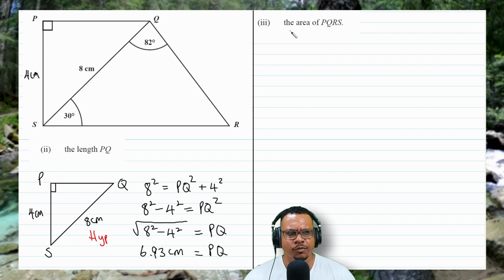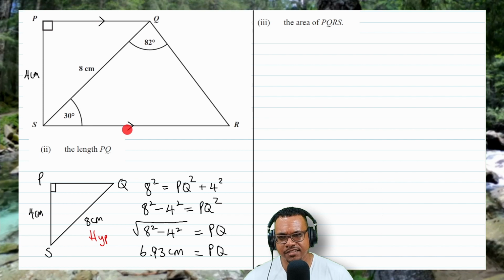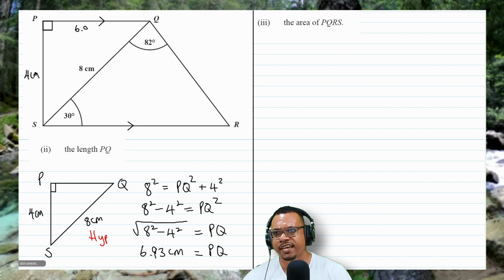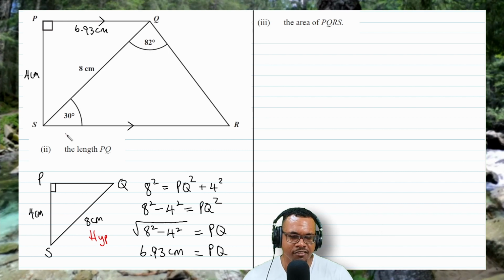Now for part 3, they want us to find the area of PQRS. So that's the whole quadrilateral, P to Q to R to S. And now, as we said, this is a trapezium, and the area of a trapezium is a half the sum of the two parallel sides multiplied by the height. And the height is always at 90 degrees to the parallel sides. So 4 centimeters is the height. We just found PQ is 6.93 centimeters. So the only thing missing now to find the area of this trapezium is the length of SR.